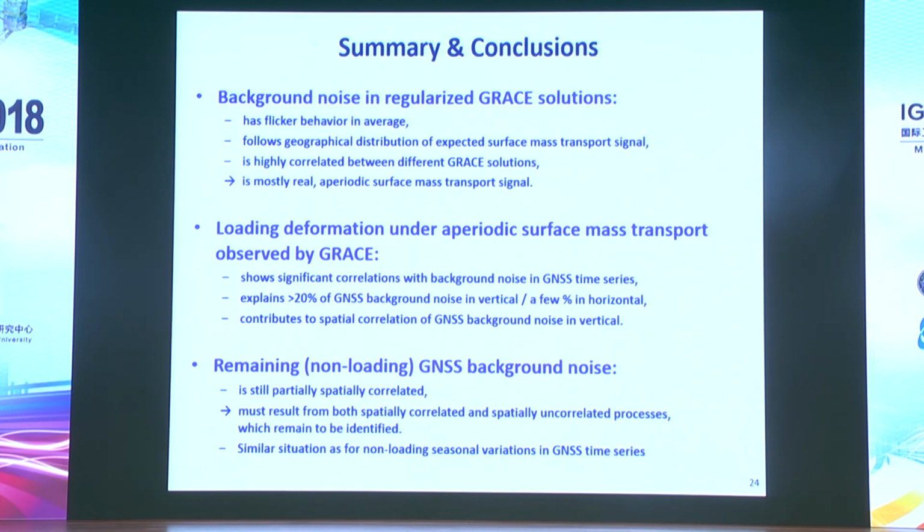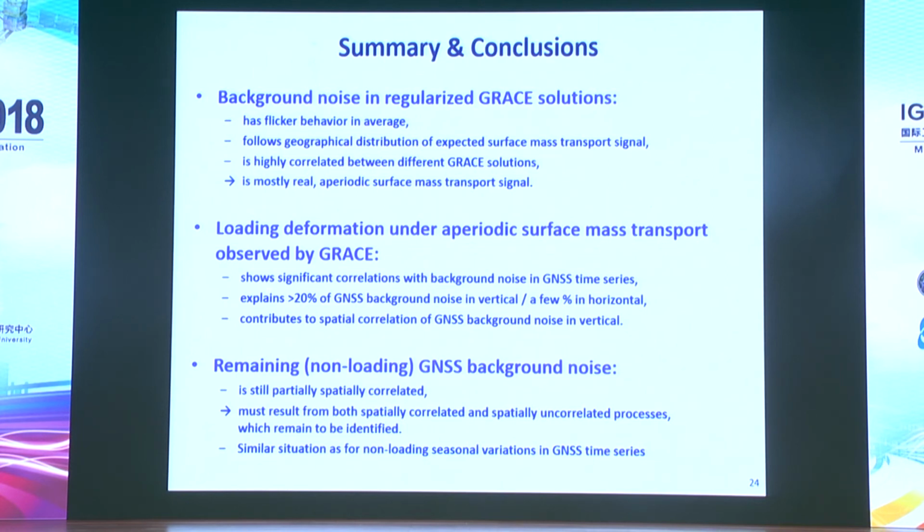Then we saw that the loading deformation under this aperiodic surface mass transport observed by GRACE shows significant correlation with the GNSS station position time series, and that it explains a bit more than 20% of the GNSS background noise in vertical, but only a few percent in horizontal. And that also contributes to the spatial correlation of the GNSS background noise in vertical. Finally, the remaining non-loading GNSS background noise is still partially spatially correlated, so that it must result from both spatially correlated and station-specific processes, which remain to be identified.